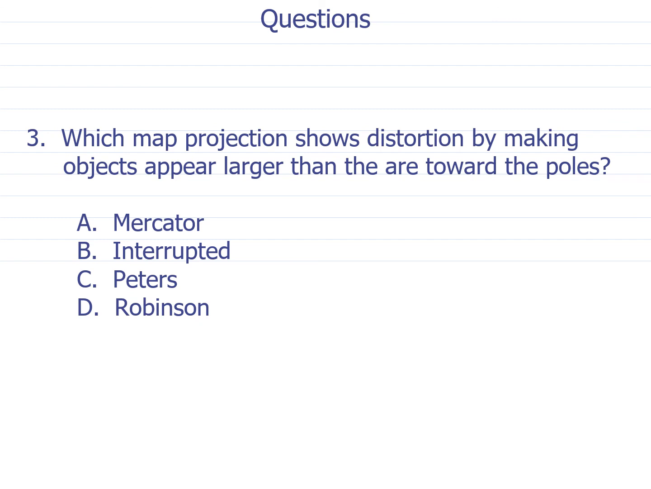Question 3. Which map projection shows distortion by making objects appear larger than they are towards the poles? A. Mercator, B. Interrupted, C. Peters, or D. Robinson?